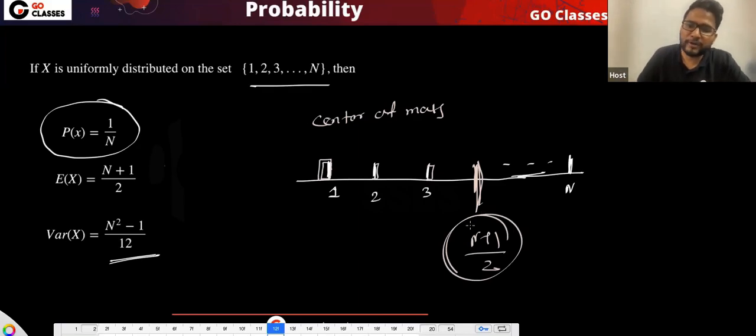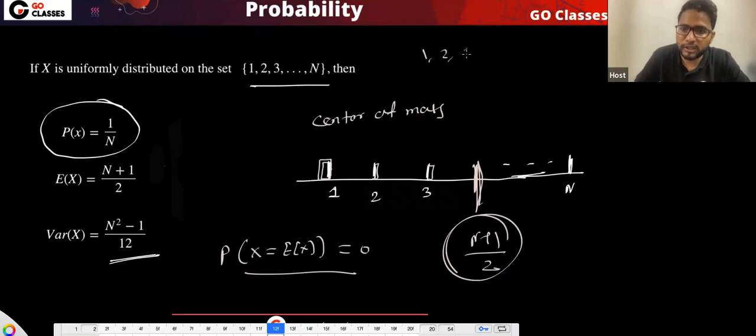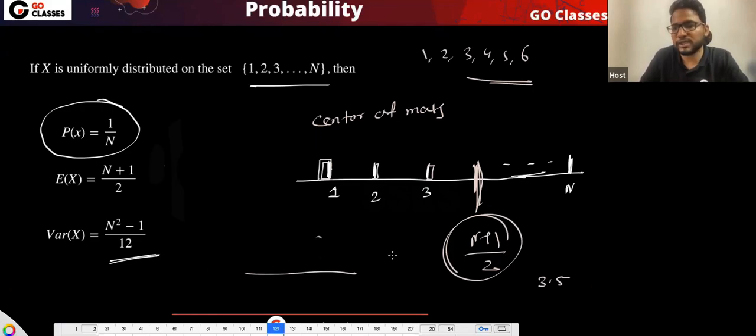This n plus 1 by 2 need not be a number that x can take. If I ask you the probability that x equals the expectation of x, it could be 0 also. Suppose n is 6, so 1, 2, 3, 4, 5, 6. Then what is the expectation that we got? 3.5. But can x take the value 3.5? No, x can never take the value 3.5. So the probability of this could be 0. But that is not important. Don't get confused that n plus 1 by 2 has to be one of the numbers that x can take. It could be anything; x need not even take this number.